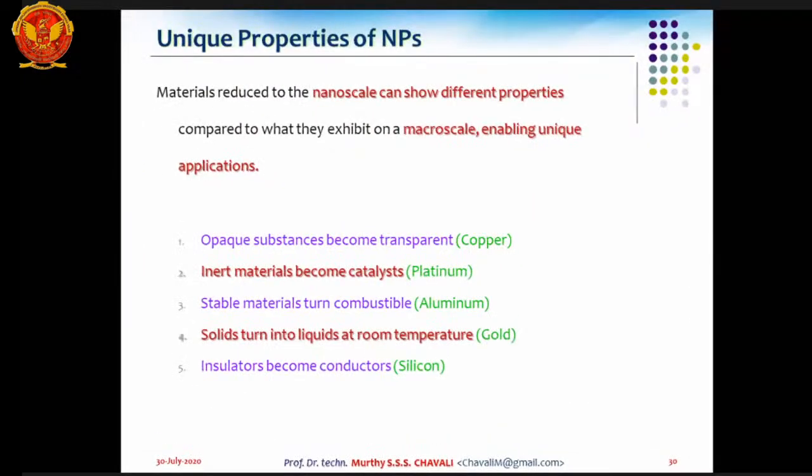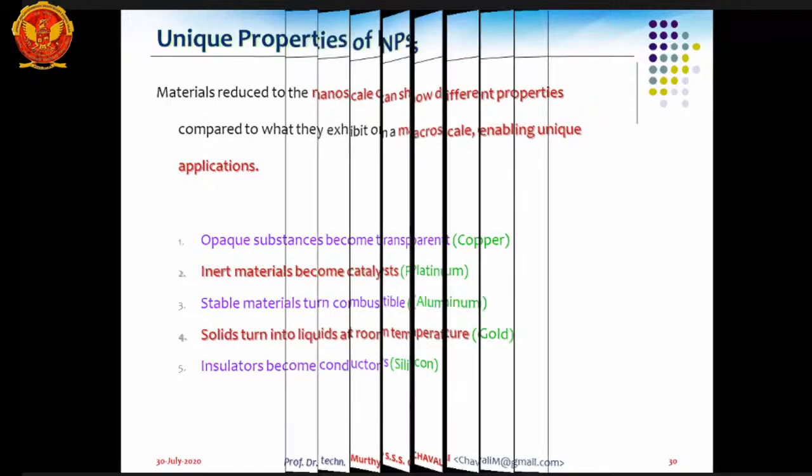Additionally, these nanoparticles have unique properties. For example, opaque substances become transparent, like copper. Inert materials become catalysts, like platinum. Stable materials turn combustible, like aluminum. And solids turn into liquids at room temperature, like gold. Insulators become conductors, like silicon.